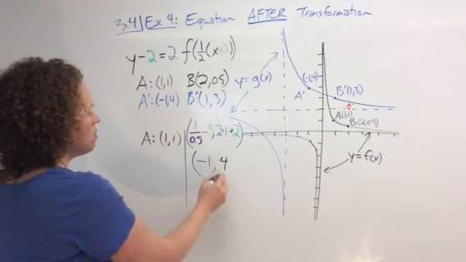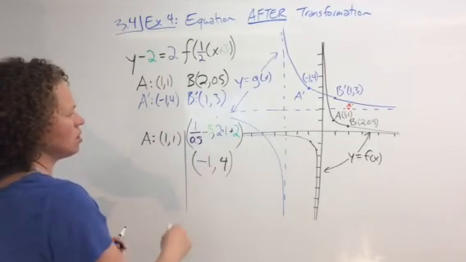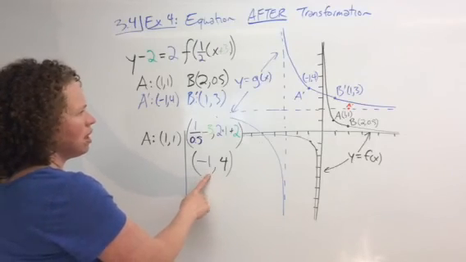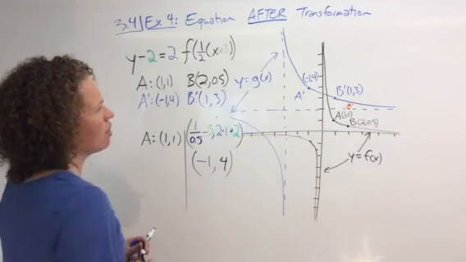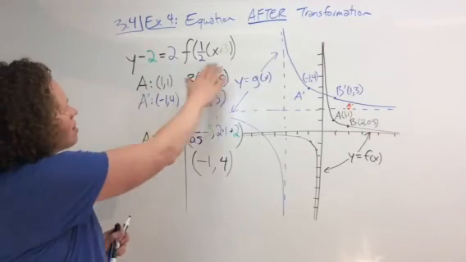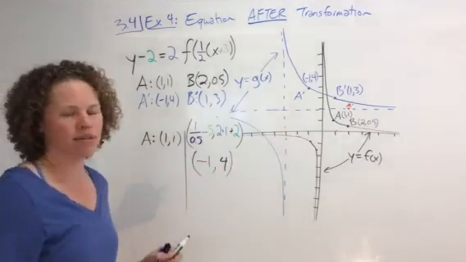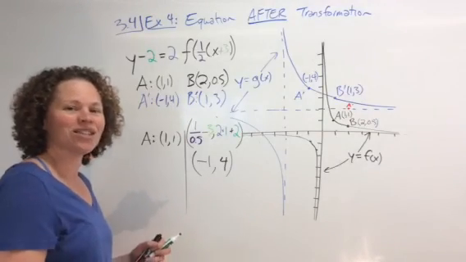So I used the changes that I made, and I found the A prime point, so I know that this is the correct formula for the blue graph. Yay! So much fun.